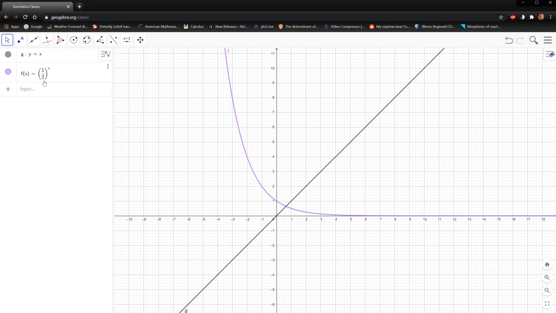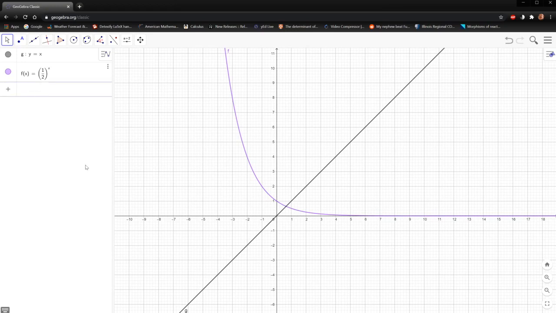Incidentally, because 1/2 is the same as 2 to the power negative 1, this is exactly the same as 2 to the negative x. Right? Those functions are exactly the same. So if you see an exponential function with a negative in the exponential position, that indicates more often than not that you're looking at a decay function. Exponential decay rather than exponential growth.